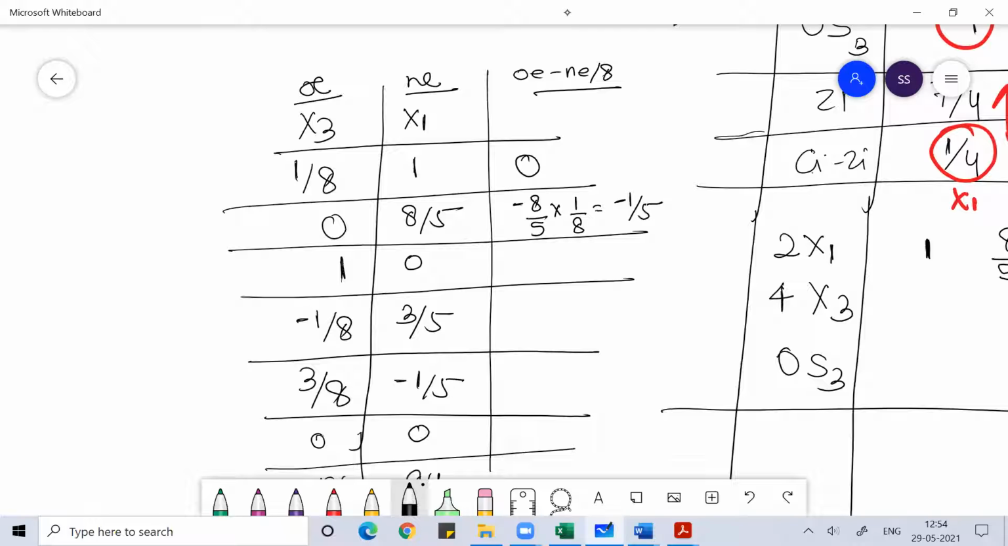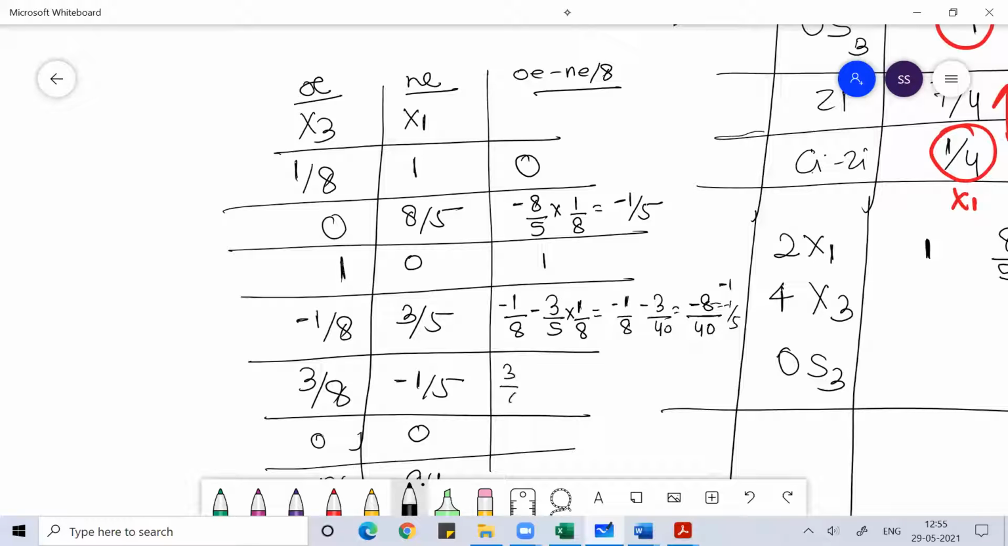Minus 1 by 5. Then this is 1 minus 1 by 8 minus 3 by 5 into 1 by 8. So this is minus 1 by 8, this is minus 3 by 40. You can take 40 as the LCM. So minus 5 minus 3, minus 8 by 40. So minus 8 by 40 means minus 1 by 5, since 8 fives are 40. Minus 1 by 5.